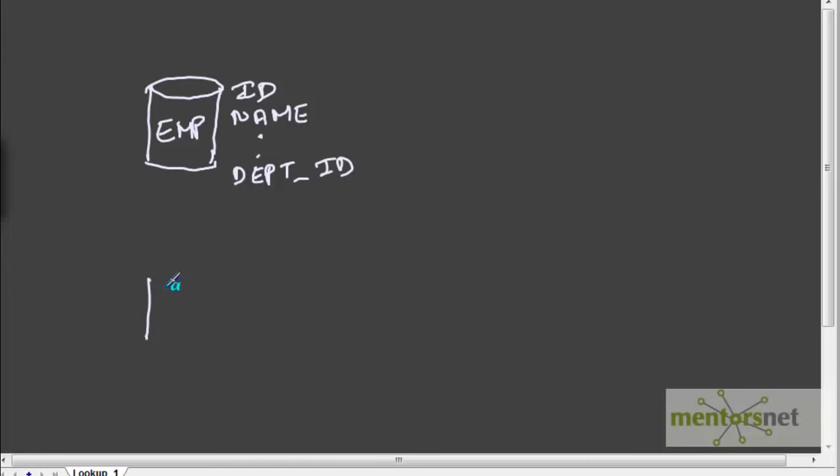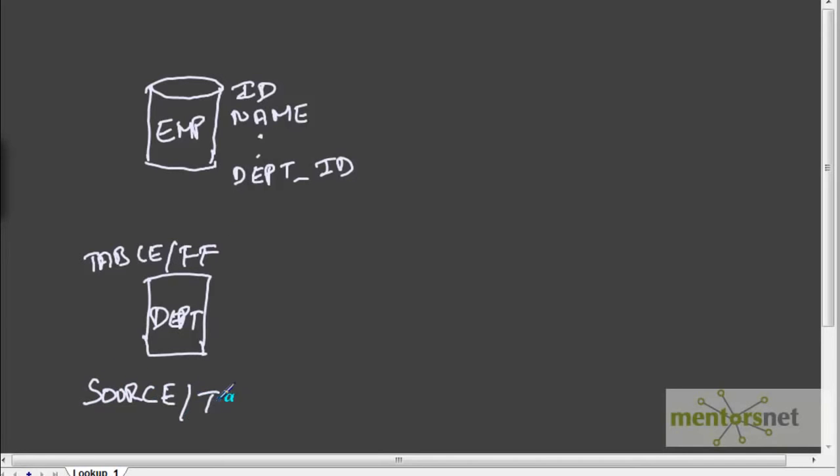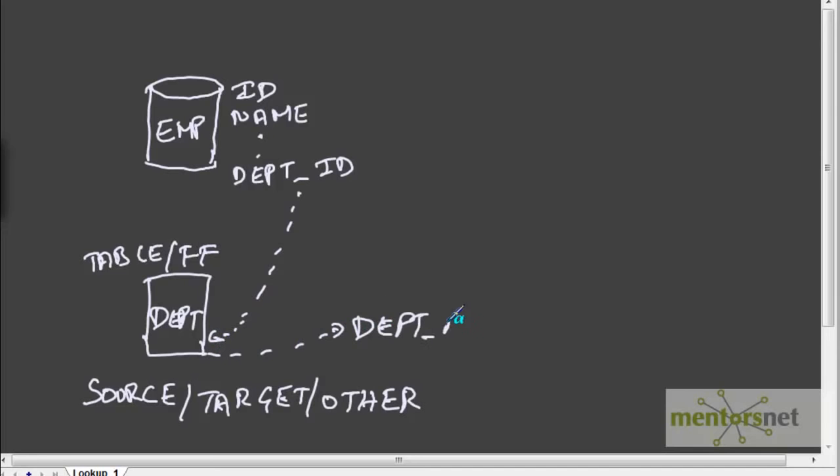Suppose the department name is in a separate table called DEPT. This could be a table or a flat file, and this could reside in either the source database or the target database or some other database. So we can look up by passing this department ID into this. We can get the department name out. We will see how to get one column as the output port.